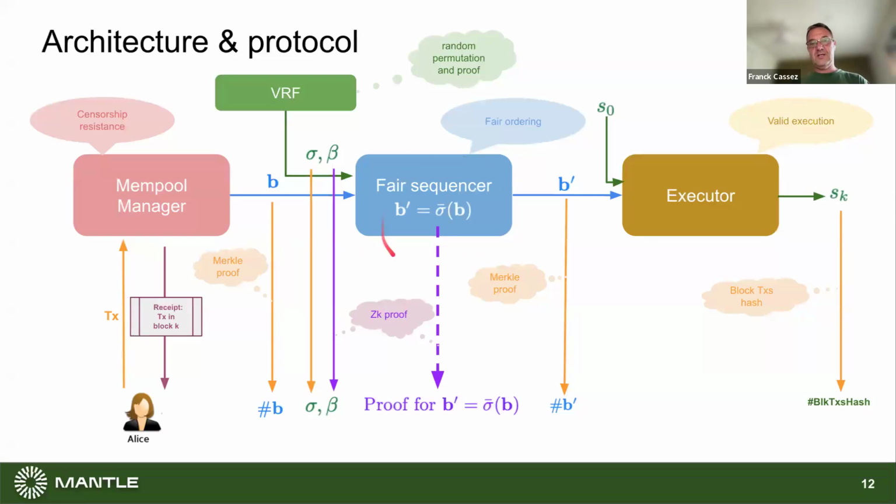The fair sequencer, there's no real need to decentralize it because the sequencing is given by the verifiable random function that itself can be decentralized if you want. You can use a decentralized version of the VRF. And the executor doesn't even need to be decentralized because there's no choice. It just has to execute the transactions in the order it was given. So that's the overall view of the design.